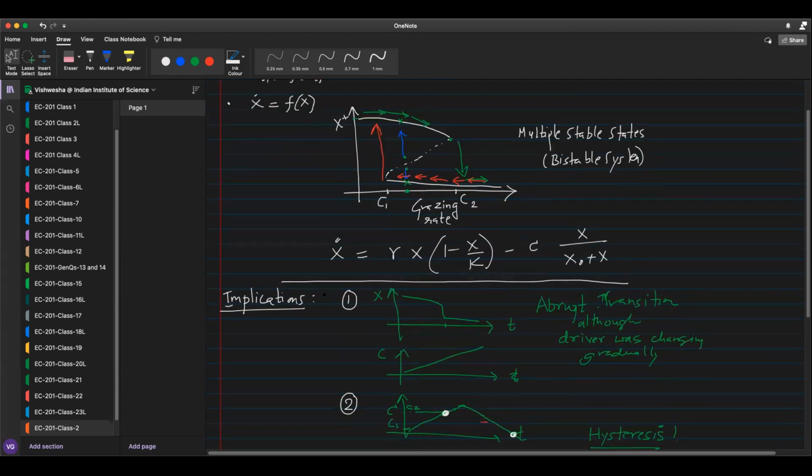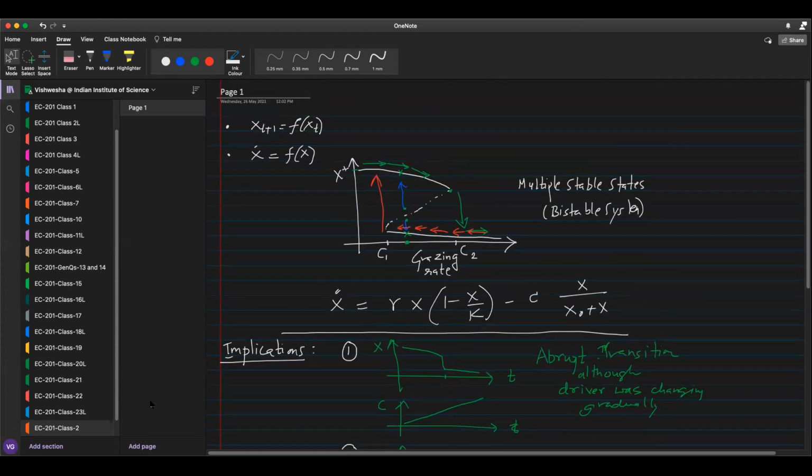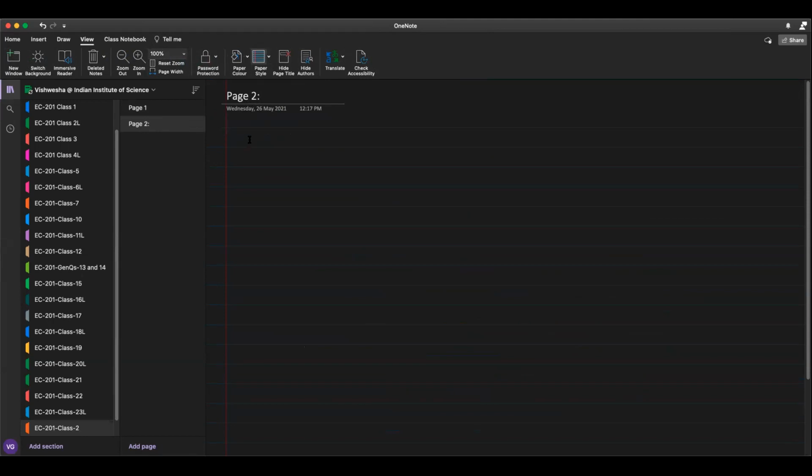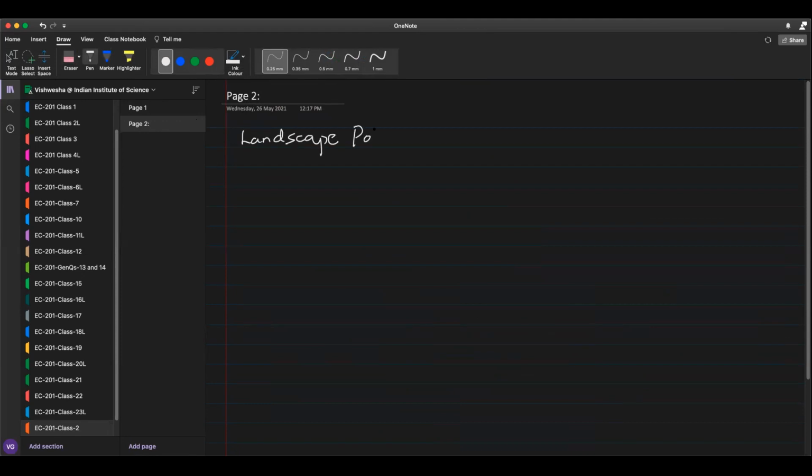Okay. This is just a revision of what we had done. Now, there is a very interesting concept I want to introduce to you today, which actually was covered in the assignment again. So this is again a revision. It's called landscape potential. This is borrowing ideas from physics, but with some subtle differences. The idea is as follows.